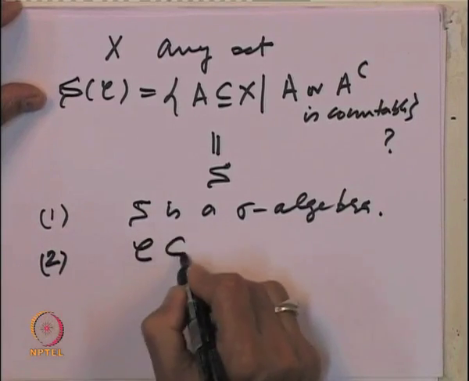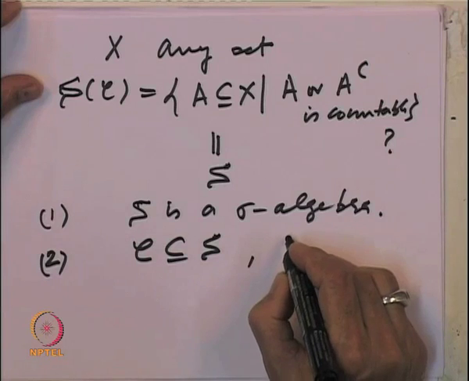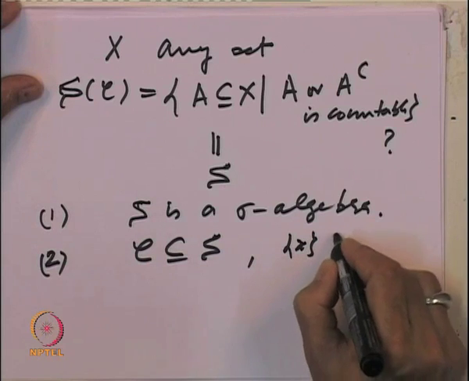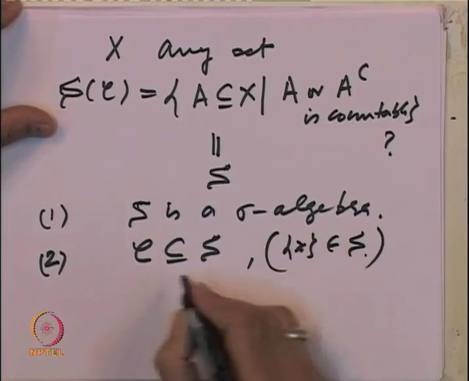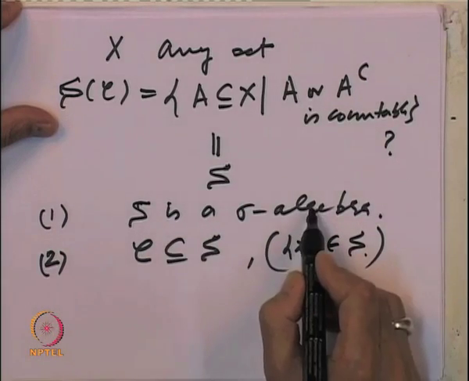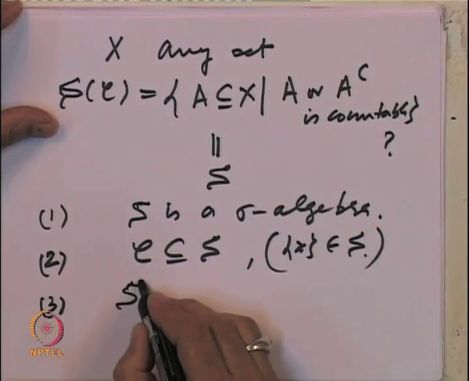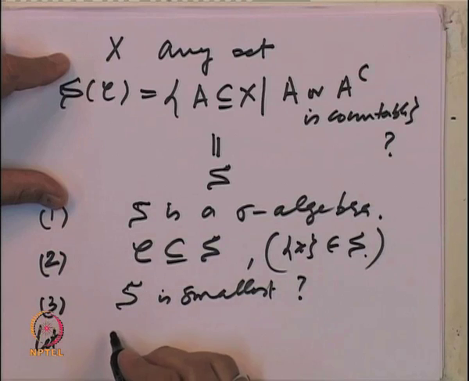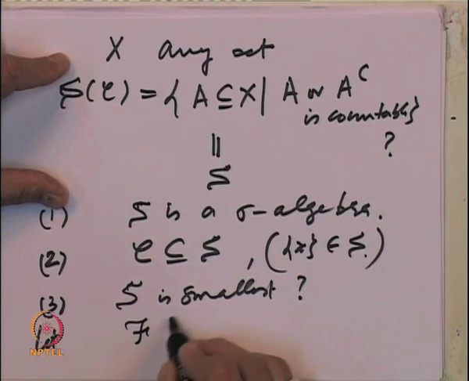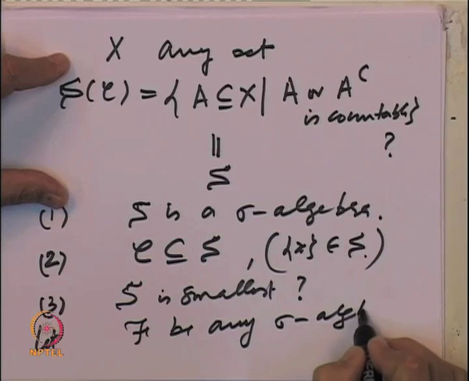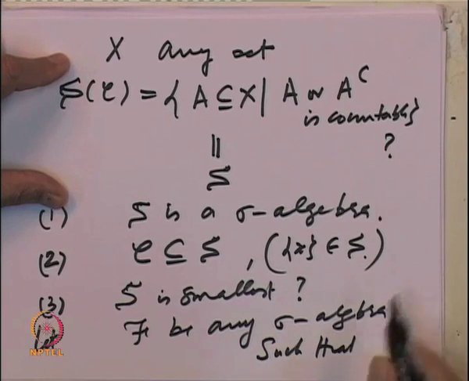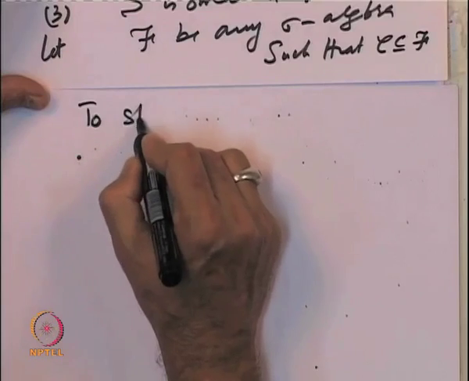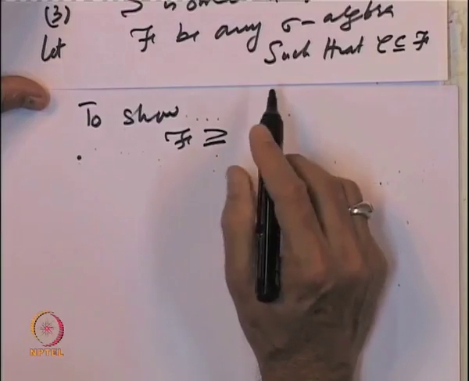Second, C is inside S, because the elements of C are singletons, and a singleton is countable, so it belongs to S. So S is a sigma algebra which includes C, and third, we want to show S is the smallest. Let F be any sigma algebra such that C is a subset of F. We have to show that F includes this collection S.